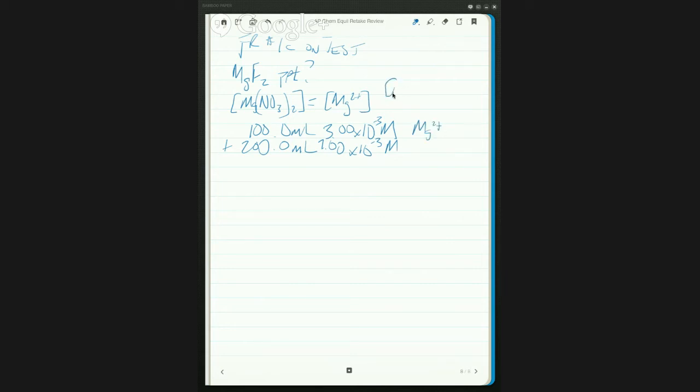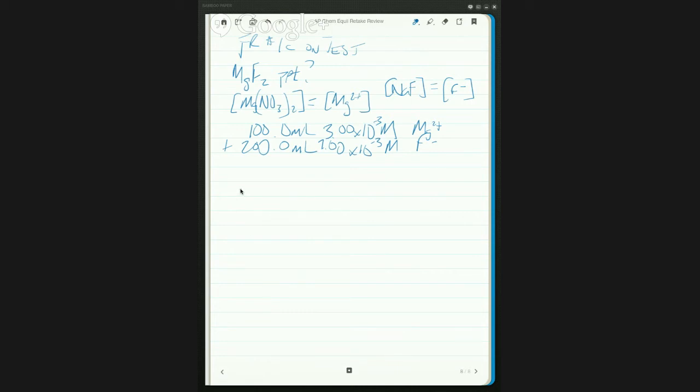Oh, and I should do that too. The NaF, the concentration of that is equal to the concentration of F minus because it's a 1-to-1 ratio. For every 1 mole of NaF, you get 1 mole of F minus. All right, so what I need to figure out is basically what is that concentration if we're going to multiply that together.